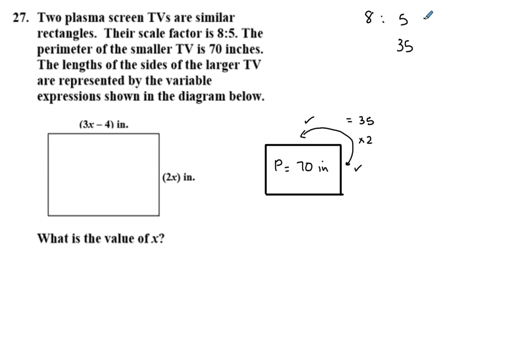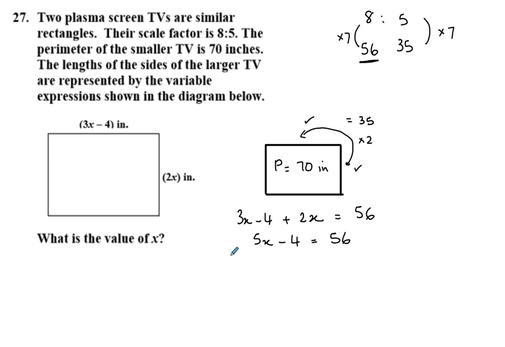Okay? So because it's in proportion, it's been multiplied by 7, so we'll multiply that by 7, and that gives you 56. So can you see 56 has to be the total of these two? So then we've got 3x minus 4 plus 2x is equal to 56. 3x plus 2x is 5x, minus 4 equals 56. I love these linear equations, it's just so soothing. Plus 4, 5x equals 60, divided by 5, x equals 12. Yeah, alright. Okay, so when they asked you for the value of x, we got it.